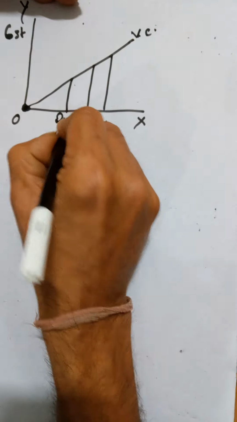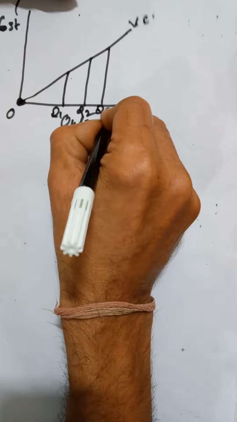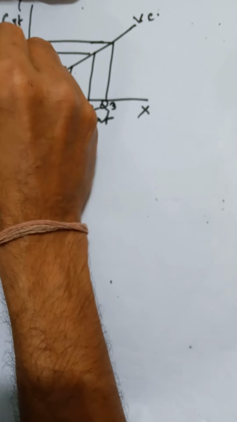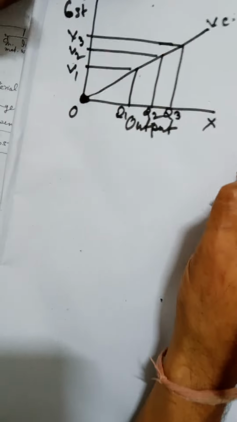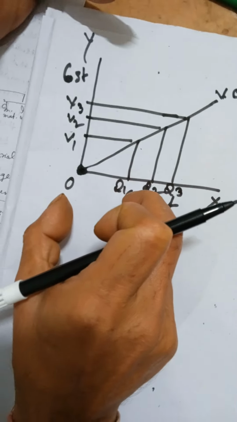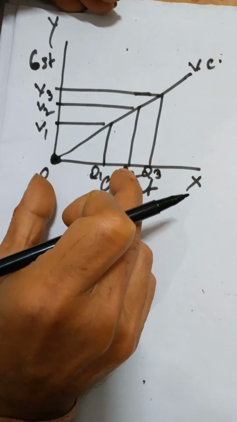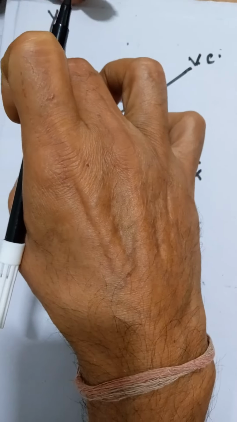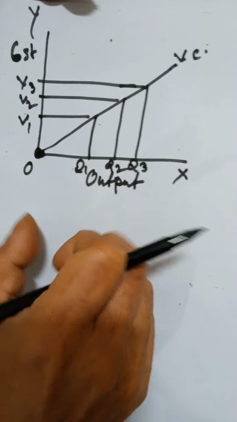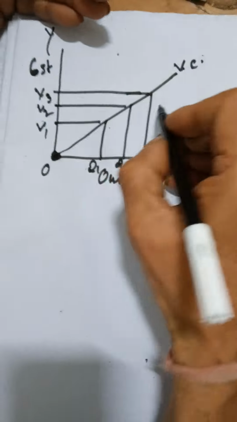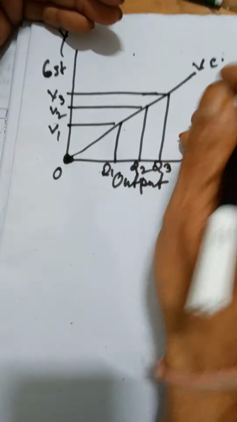Say this is Q1, this is Q2, this is Q3. This is V1, this is V2, this is V3. So for OQ1 units, the firm is paying OV1 variable cost. For OQ2 units, the firm is incurring OV2 variable cost. For OQ3 units, the firm is incurring OV3 variable cost. And as a result, the variable cost is an upward straight line.